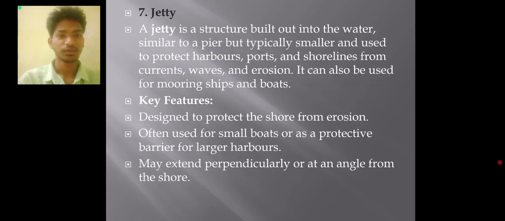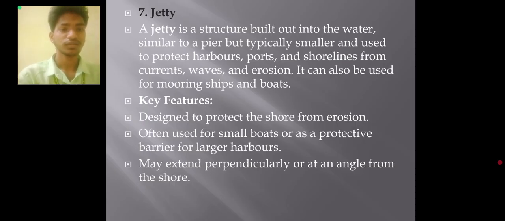Jetty, the seventh one. A jetty is a structure built out into the water, similar to a pier, but typically smaller and used to protect harbors, ports, and shorelines from currents, waves, and erosion. That means jetties are used to protect the harbors and ports from the waves and erosion. It can also be used for mooring ships and boats.